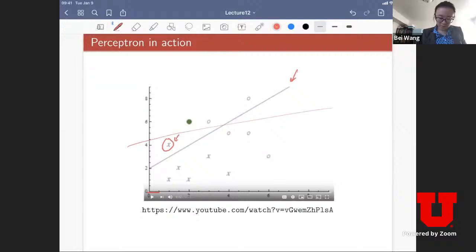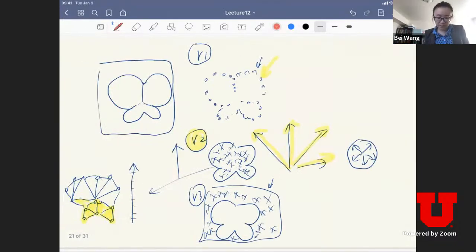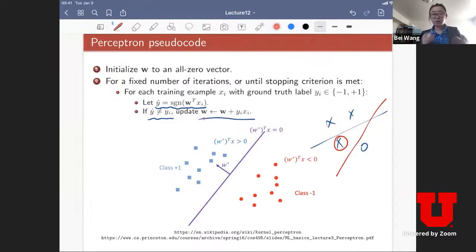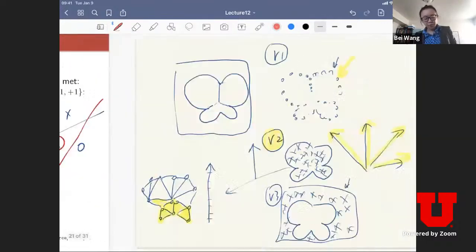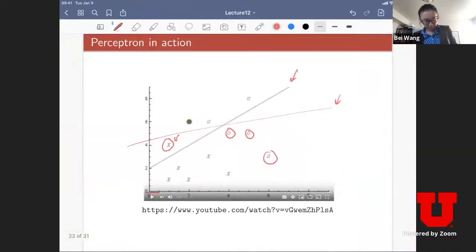But of course, if I do this, all these other points are now misclassified. I just drew a very extreme case. In reality, you shift very slowly towards the direction of the misclassified points. And then you do this until convergence.